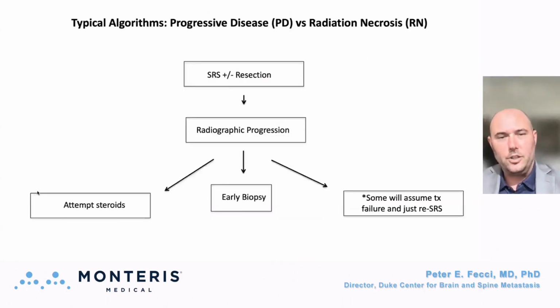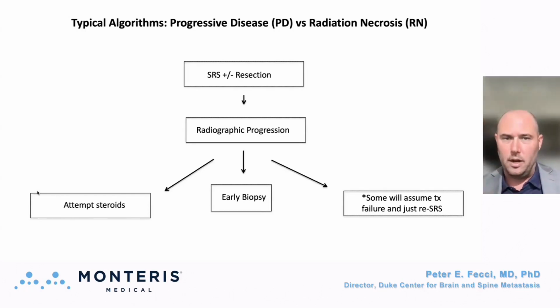But it is, in fact, not just dead tissue, and the laser does really knock it out. We have plenty of data to show you to state that that's the case. But let's talk about how this fits into your typical algorithm now. So the typical algorithms for progressive disease and radiation necrosis are, well, let's talk about the initial treatment.